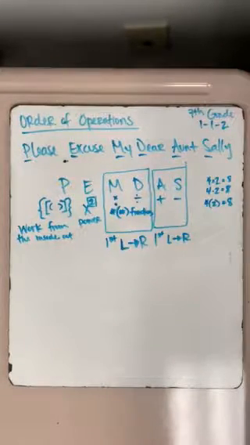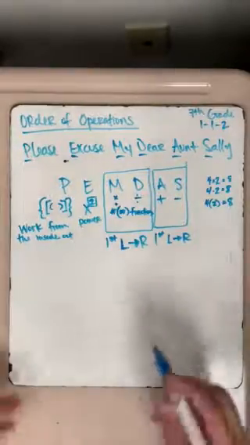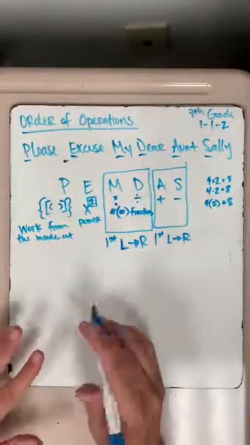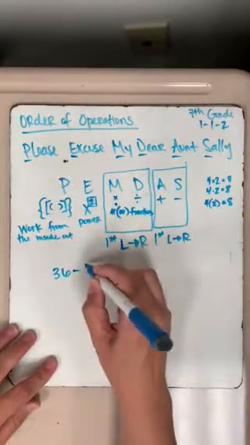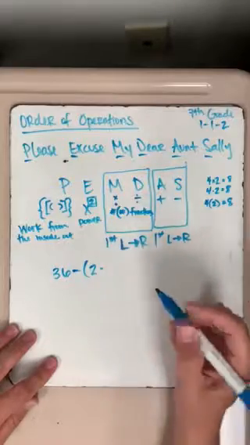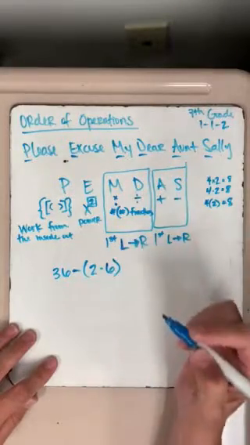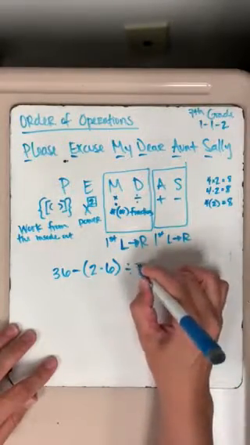So we've done exponents, we've done multiply, divide, we've done adding and subtracting. Let's go ahead and do one with parentheses. Let's do 36 minus parenthesis 2 times 6 parenthesis divided by 3.